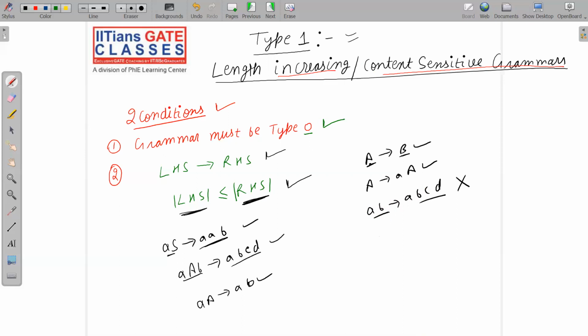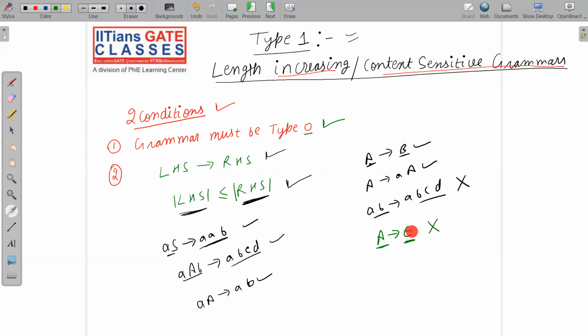Let me give you one more example. If I say A implies null, what do you think? Is it type 1? No, this is not type 1. Why? Because here length is 1 and here length is 0. I have already told you this is null. Null means nothing, absence of any terminal symbol. That means its length is 0. This is the null string.